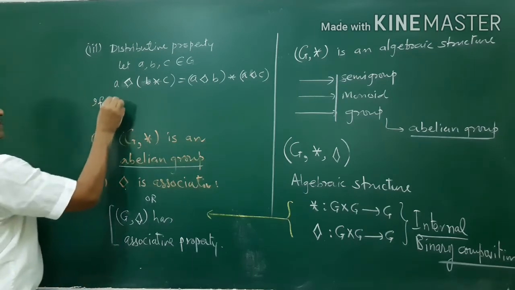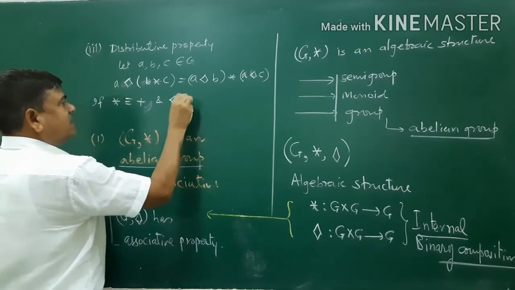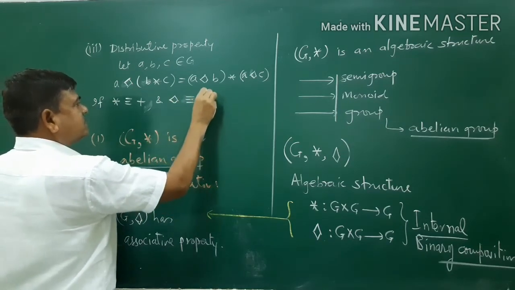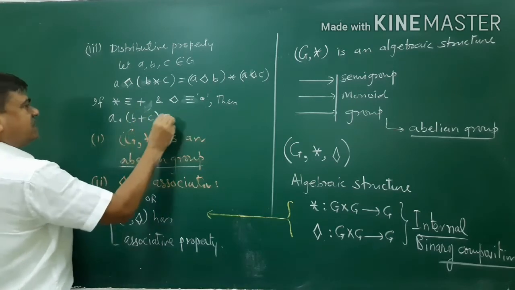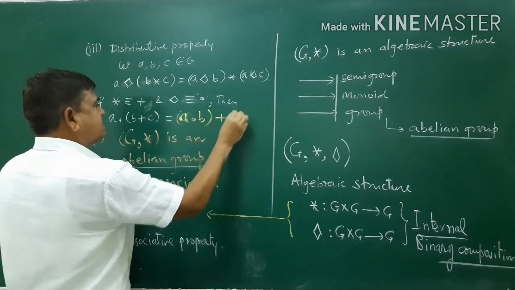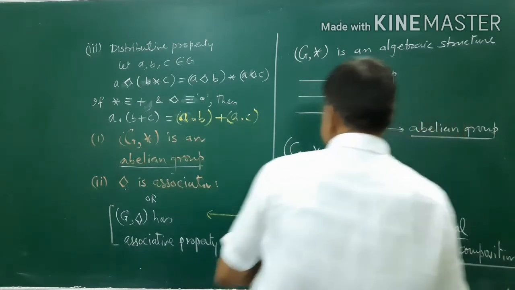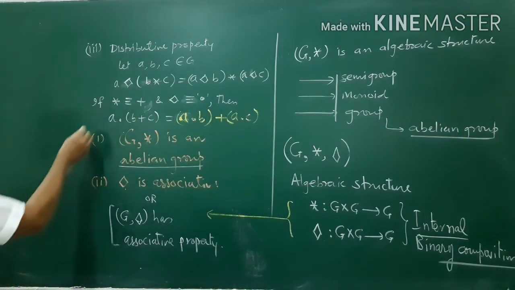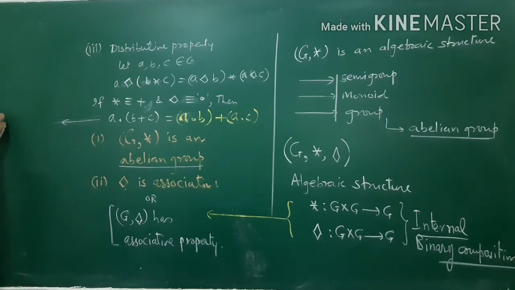So, if star indicates plus sign and diamond indicates dot, then A dot (B plus C) equals A dot B plus A dot C. Multiplication over addition.